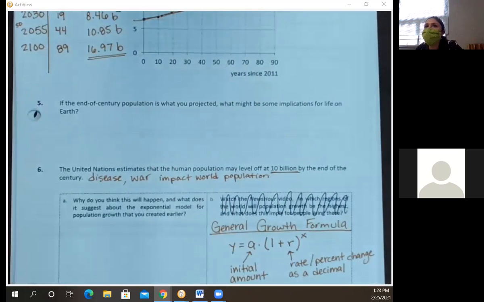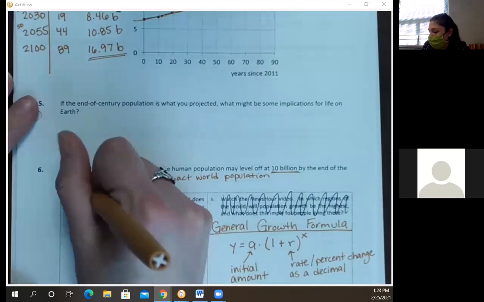But even if we didn't have some sort of catastrophic event, why might our population taper off or level off at some point? So something else that impacts population, and scientists have done research on this with small animal populations, is your available resources.